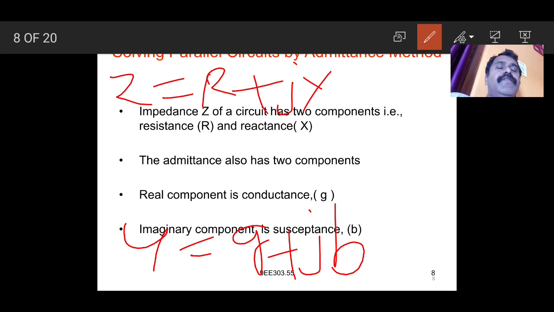Y is equal to G plus jB. The reciprocal of the impedance is the admittance, the reciprocal of the resistance is the conductance G, and the reciprocal of the reactance is the susceptance. So Z is equal to R plus jX and admittance Y is equal to G plus jB, where G is the conductance and B is the susceptance.